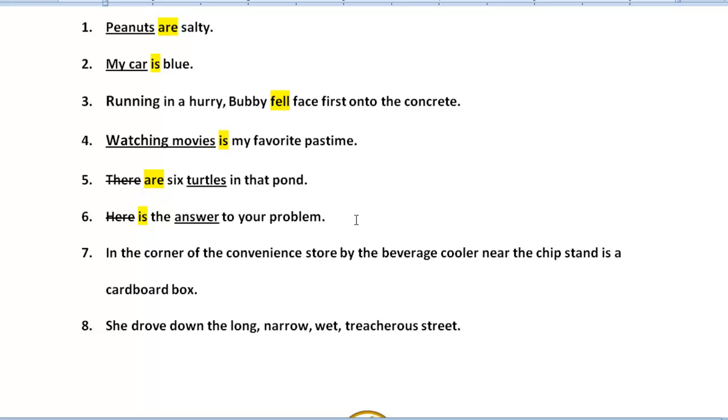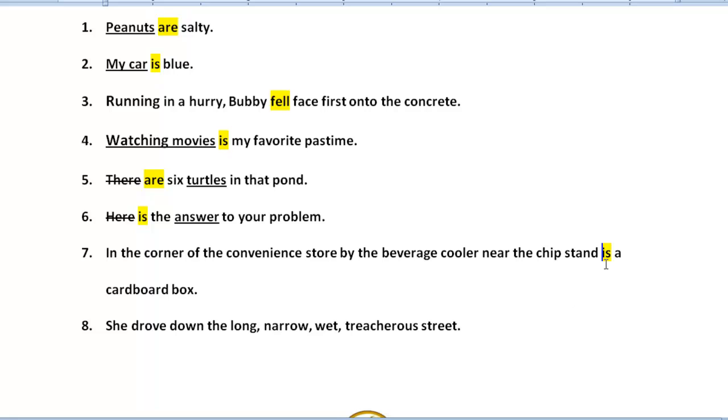Let's look at this longer sentence, because people think that subjects usually come early in the sentence, and oftentimes they do, but they don't always. In the corner of the convenience store, by the beverage cooler near the chip stand, is a cardboard box. If we were looking for the subject first and not the verb first, you might say, oh, well, convenience store, that's the subject of this sentence. That's what this sentence is about. Or you might say, a corner must be the subject because it comes early in the sentence. Well, let's find the verb first. In the corner of the convenience store by the beverage cooler and the chip stand was a cardboard box. We take that word is, we change the tense, that is our verb.